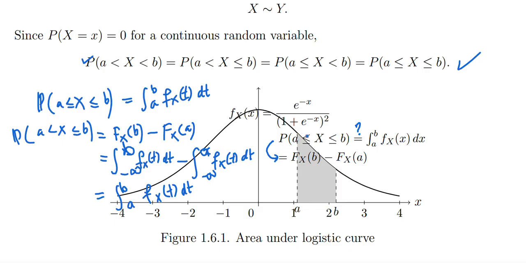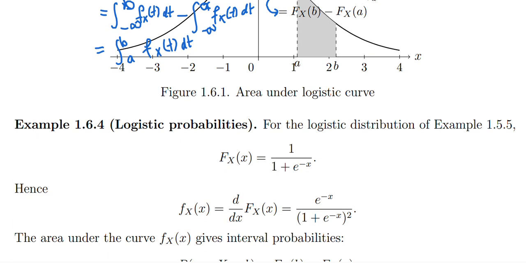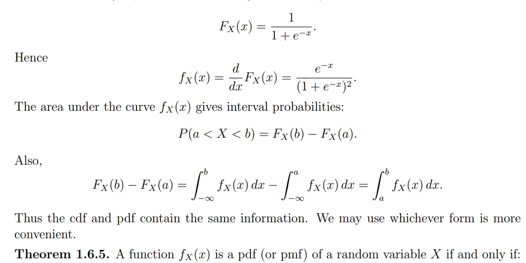This is for a continuous random variable, if the function is continuous and having PDF f_X(x). Now for a logistic distribution, we have F_X(x) as this. This is the CDF, and we find the PDF by taking the derivative, and after taking the derivative we came to know this is continuous.